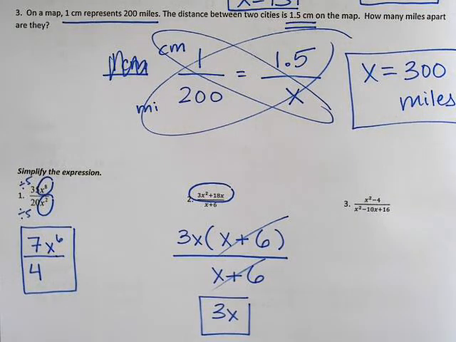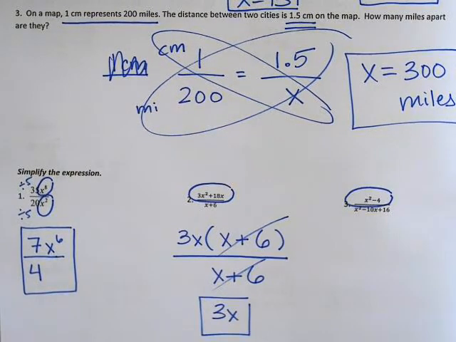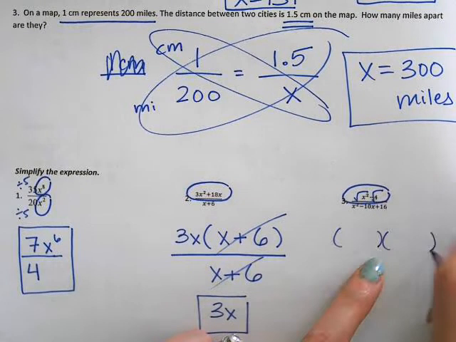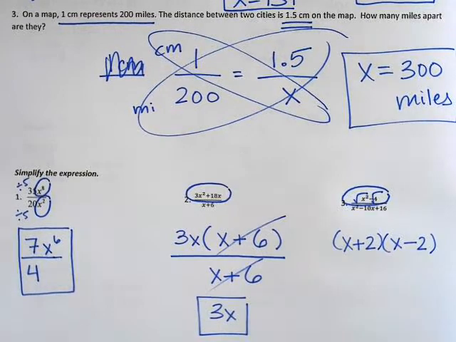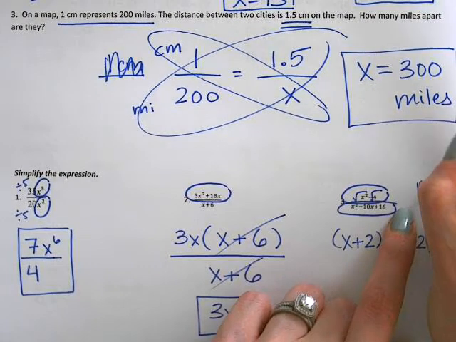All right, guys, last one, number 3. On top, this is the difference of 2 squares, which is the square root method. So it's x plus 2, x minus 2. On bottom is a trinomial, so this is the MA table.